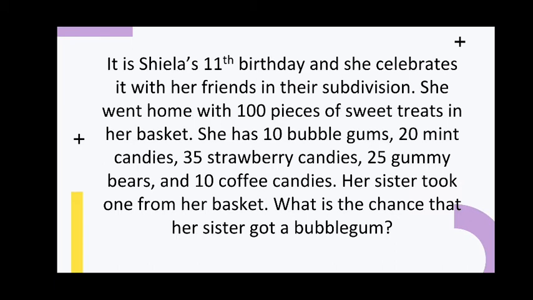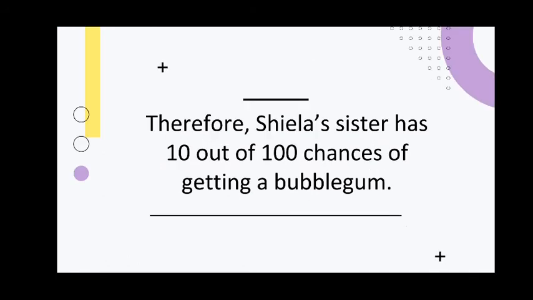When we are dealing with chances in math, we deal with probability. So dito sa given problem natin, there are 100 pieces of candies in all. At 10 pieces dito ay bubble gums. So, therefore, Sheila's sister has a 10 out of 100 chances of getting a bubble gum.